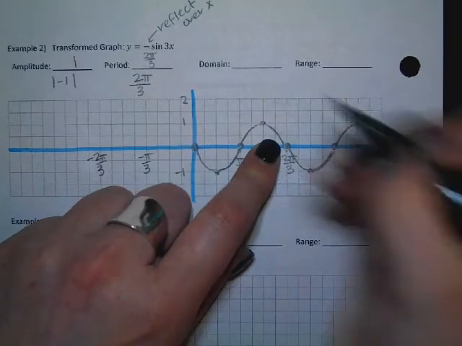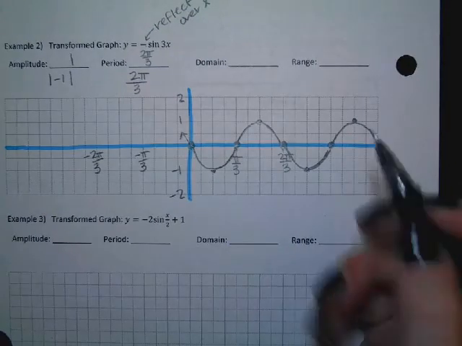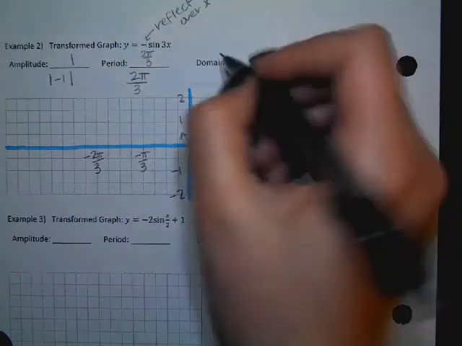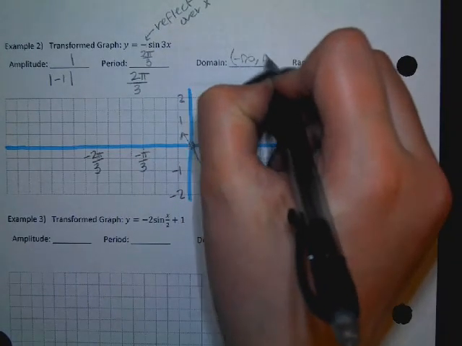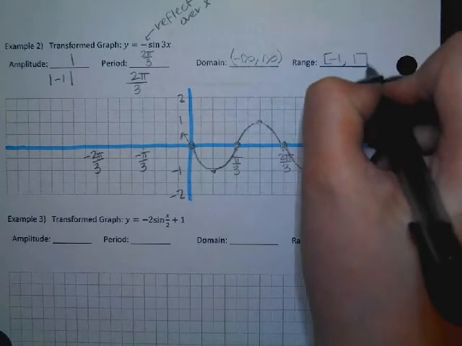And then I'm going to make sure that I put arrows on either end because it continues. So the domain for this graph is going to be negative infinity to infinity again. And the range is going to be from negative 1 to 1.